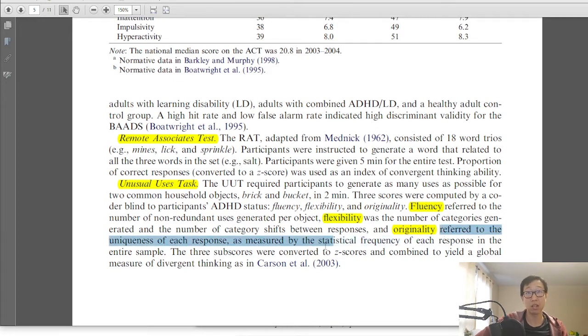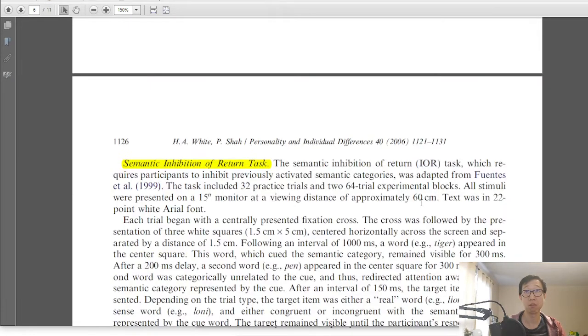And then originality. Uniqueness of response, I like this one. Uniqueness of response as measured by the statistical frequency of each response in the entire sample. So they compare the originality of the responses relative to the people that are taking the test. So I think these are really nice baseline measures of creativity. It kind of satisfies that subjective measure of creativity where you come up with something novel, and really nails a more objective definition of creativity. Okay, so there's scores for each of these that the researchers can measure.